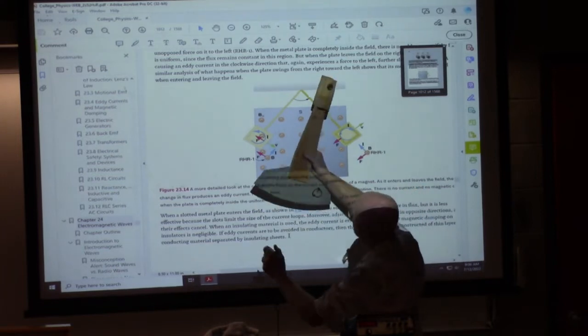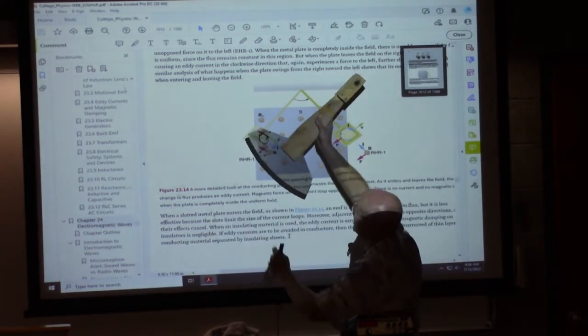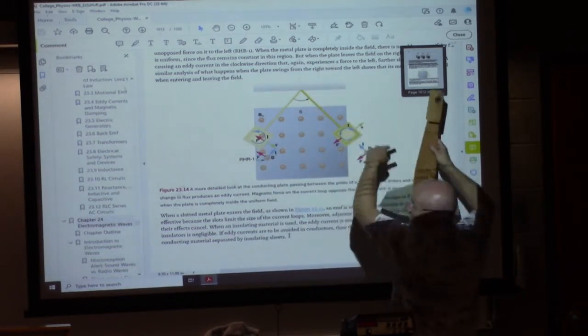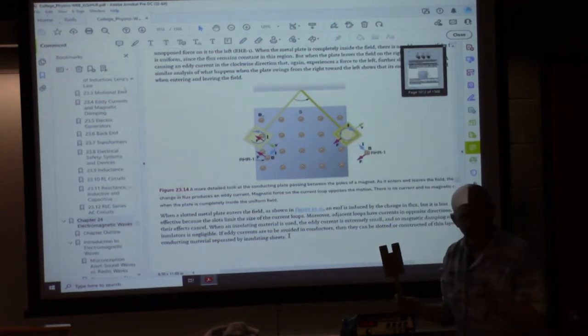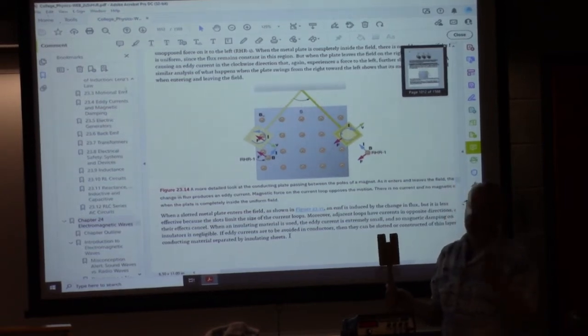Did I write this one wrong? Oh, this is an old one. Where did I write it? Oh, there it is. So entering, it went that way. Then exit, it went this way. Okay. And like I said, your first reaction might be, well, wait a minute, that's opposite current, sure. But it's not a push, it's still a brake.